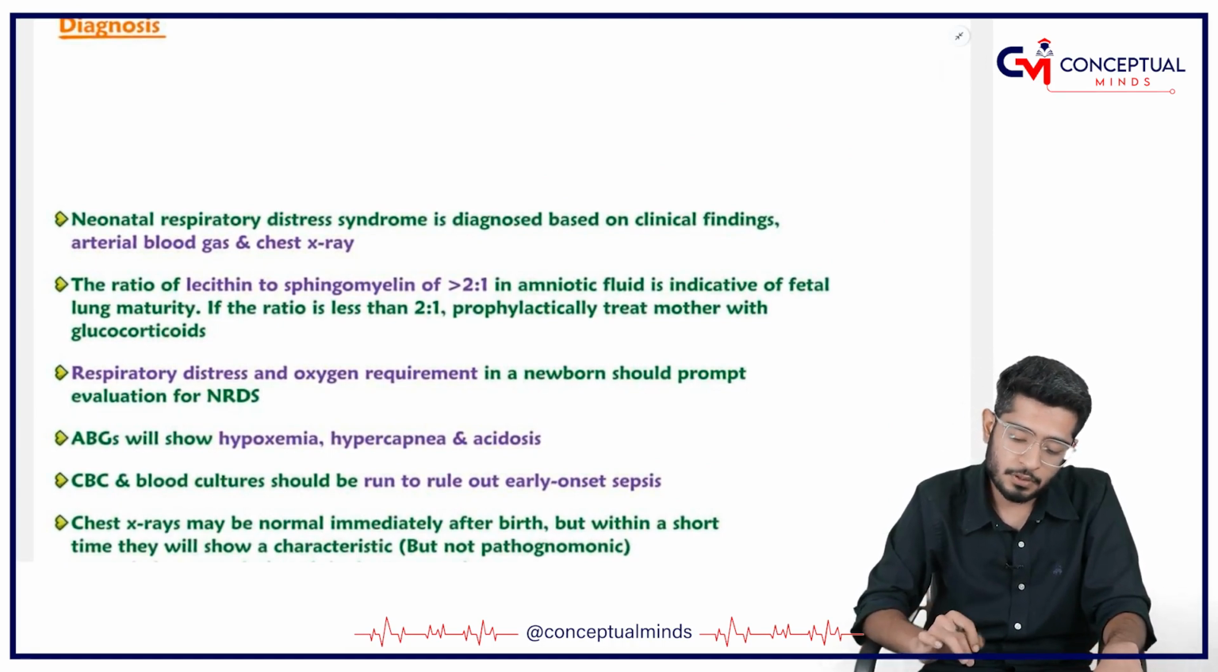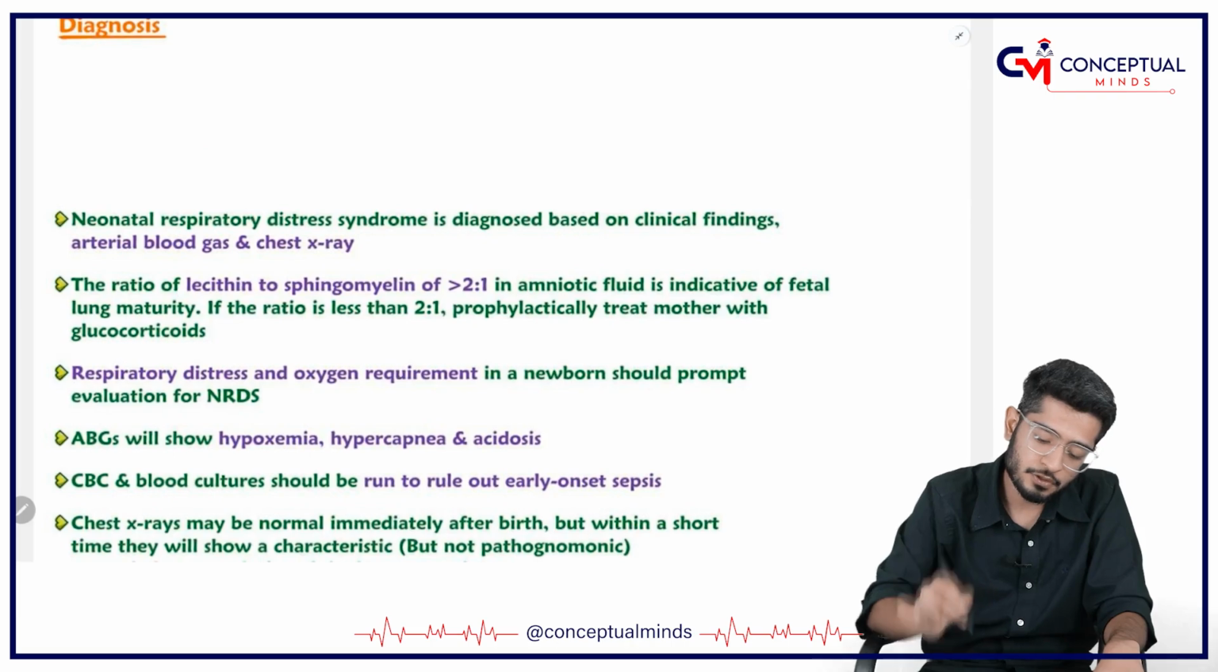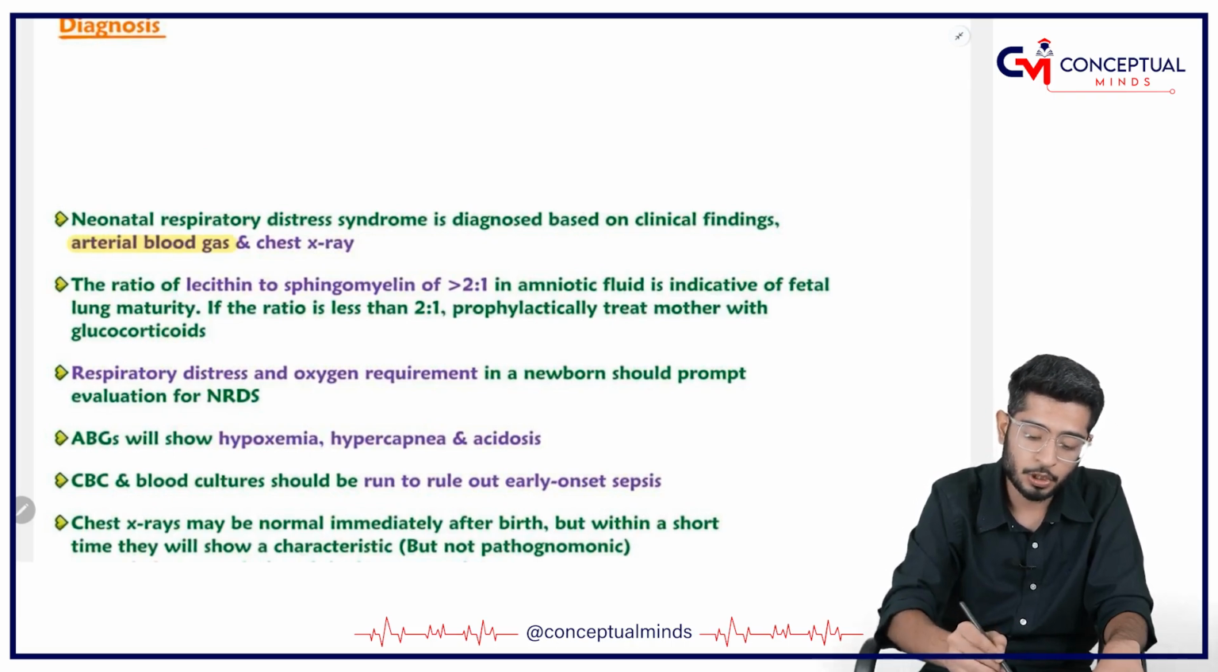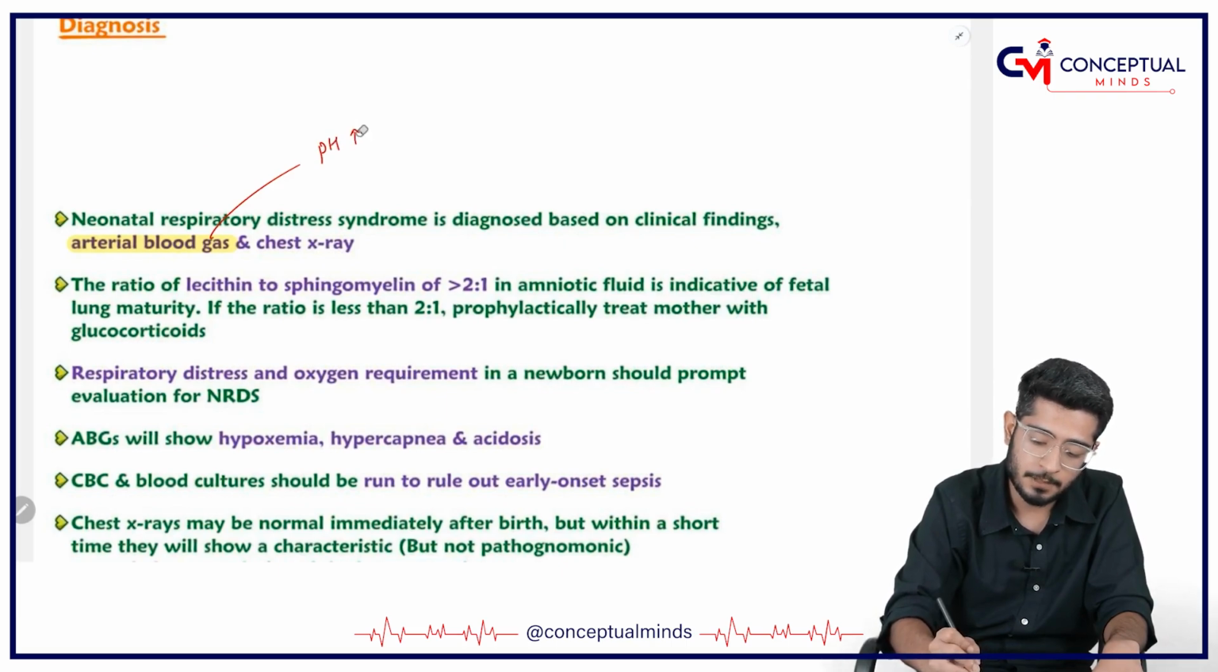So what is going to be there? Remember, first of all, take the ABG. What you will see in ABG: pH will be decreased, carbon dioxide increased, oxygen decreased. First thing.